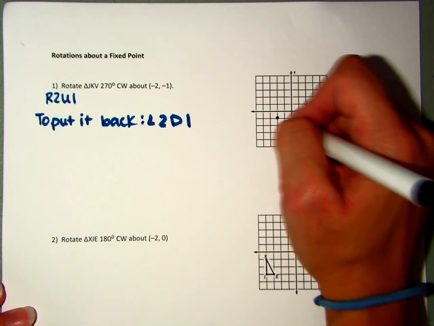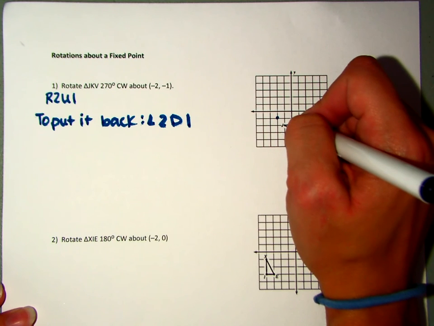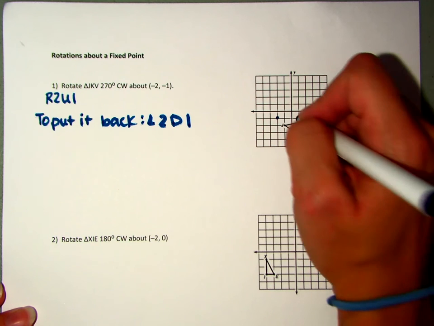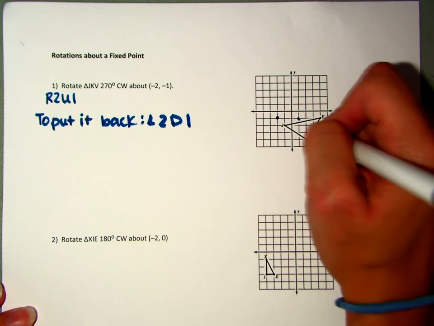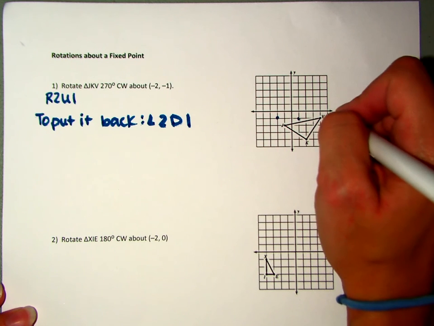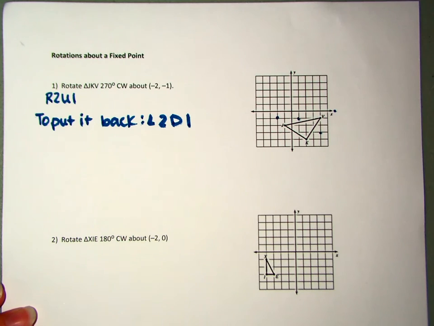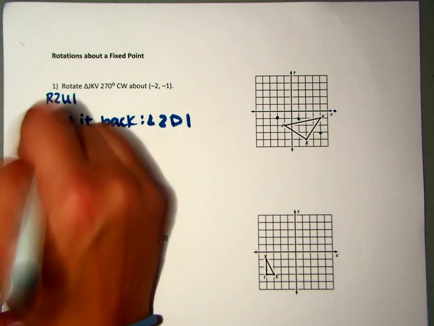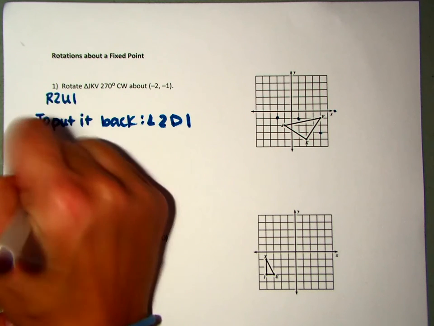So now if we take every point here and we move it to the right 2 and then up 1, that would be where my J is currently at, right 2, up 1, and then this V would be right 2, up 1, which would be right there. We want to write what those are. So J, K, and V.